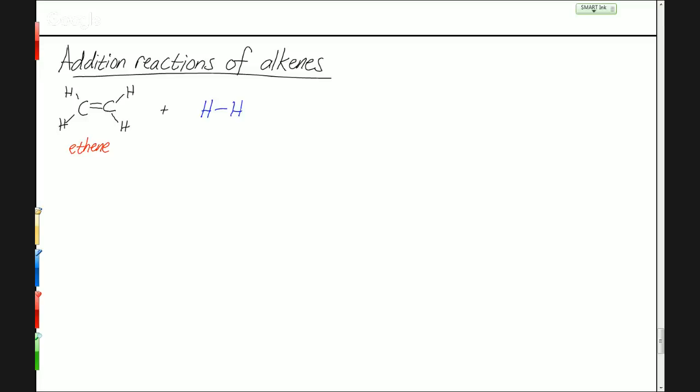What happens here is that those hydrogens from the hydrogen molecule add to the alkene, so that now it's no longer an alkene, it's an alkane. And this new molecule is ethane. Now, this doesn't just happen spontaneously. Well, it does, but it requires a lot of energy.